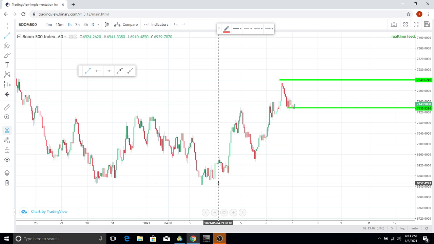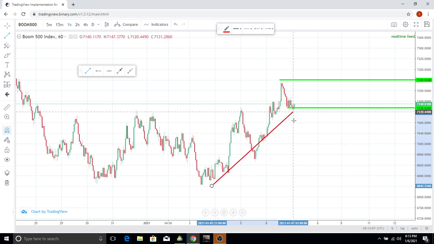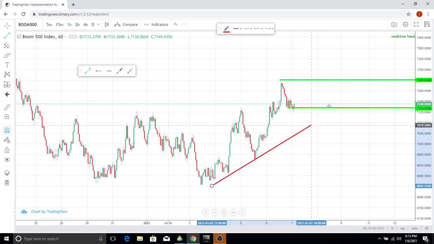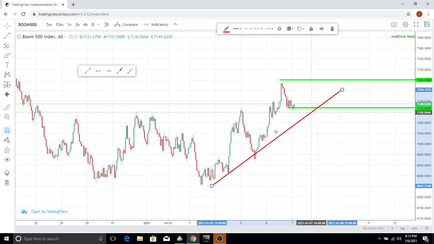Remember why we use trend line? The trend line gives more accuracy, even more than these support and resistance levels. Okay, this is my trend line. Okay, like this. This thing cannot be accurately drawn.